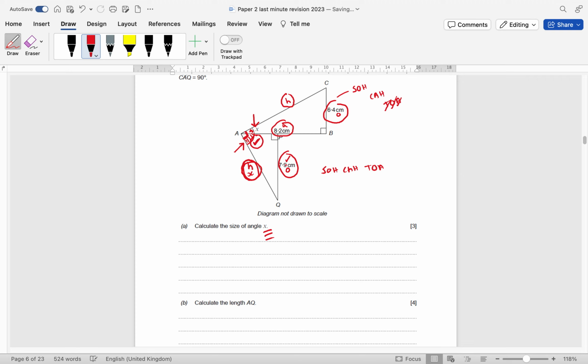7.9 centimetres is opposite the angle I now know, and up here would be the adjacent, but again, it's not something I need. So I know the angle, I know the opposite, I want to know the hypotenuse, I don't know the adjacent, don't care about it, so I'm using SOH, right, to find the hypotenuse, so it's O, 7.9 divided by sin whatever you worked out that angle to be, okay?